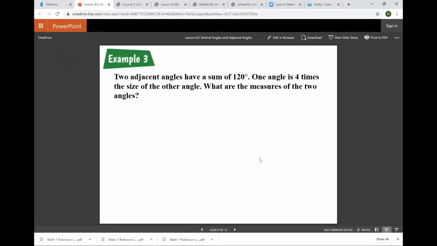All right, so on slide 9 of 12, so I think we got like 3 more examples. So 2 adjacent angles have a sum of 120 degrees. One angle is 4 times the size of the other. What are the measures of the two angles? So I got two adjacent angles. I'm gonna draw this out.